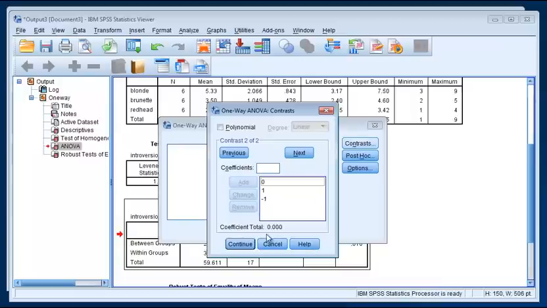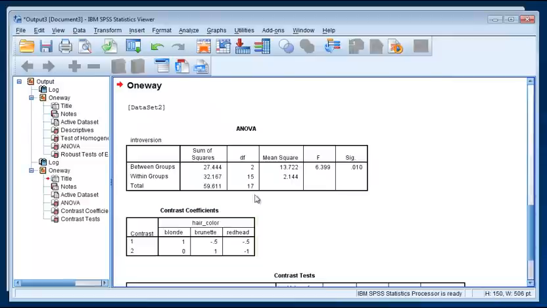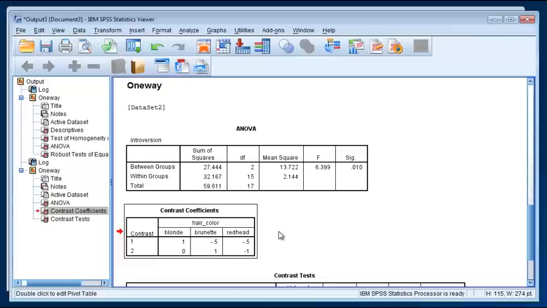When we run these, we'll be able to confirm that we got the contrast set up the way we wanted them. Go ahead and click Continue and OK. Just a repeat of our ANOVA results. And here is the summary of our contrasts. So the first one is comparing blondes on the one side versus brunettes and redheads on the other. And the second contrast is ignoring blondes and comparing brunettes versus redheads.